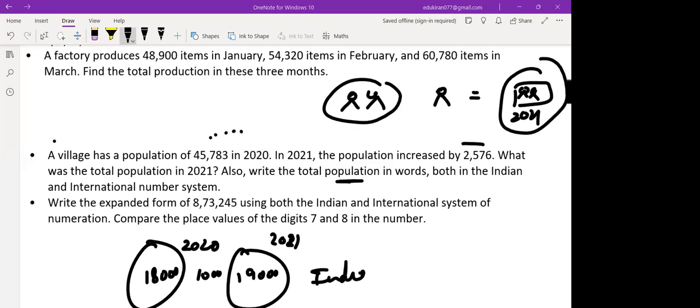Ma'am, I finished. Okay. Ma'am, how do we write expanded form in the Indian and international system?